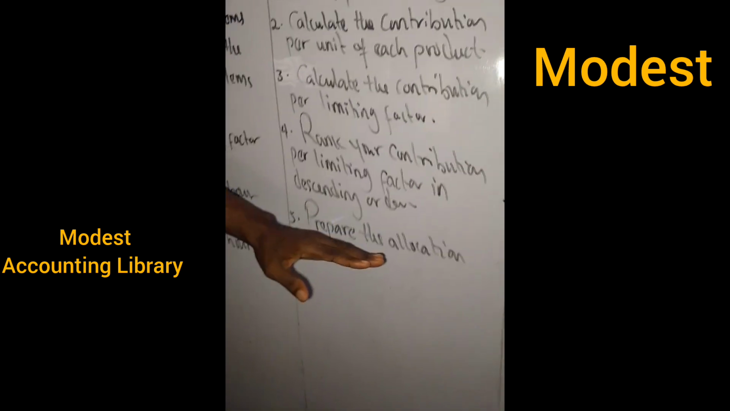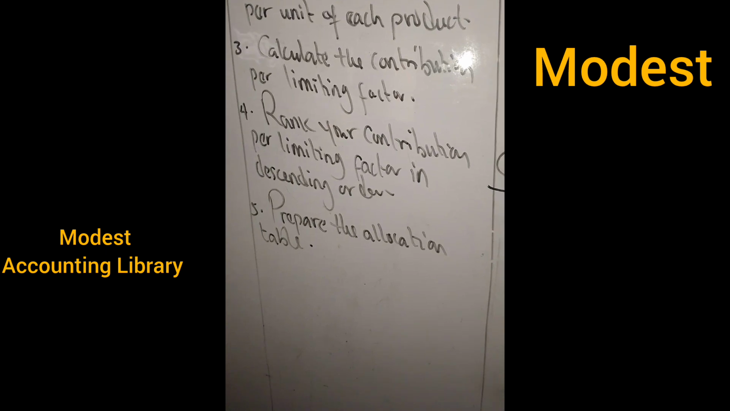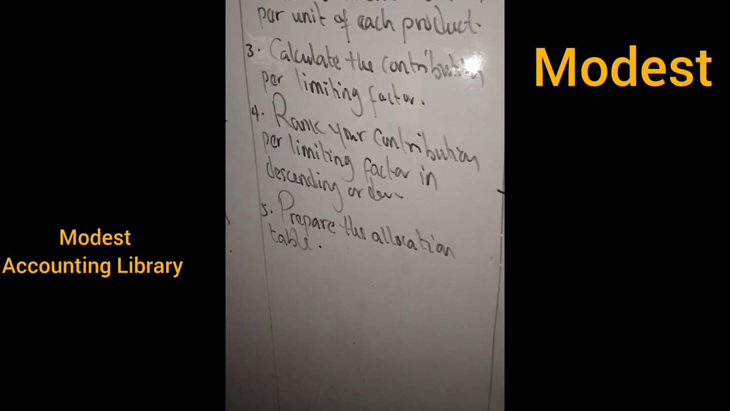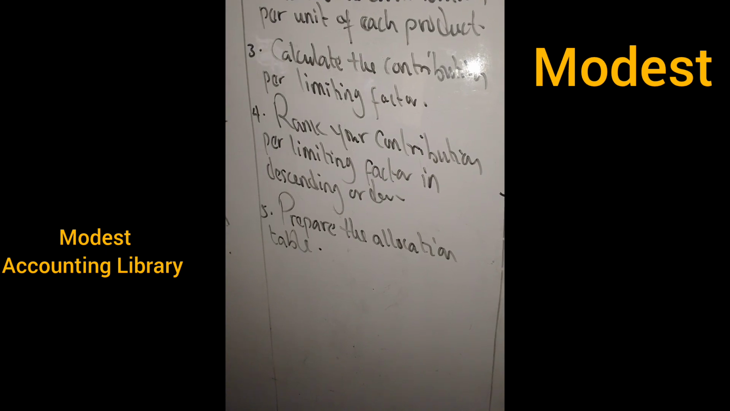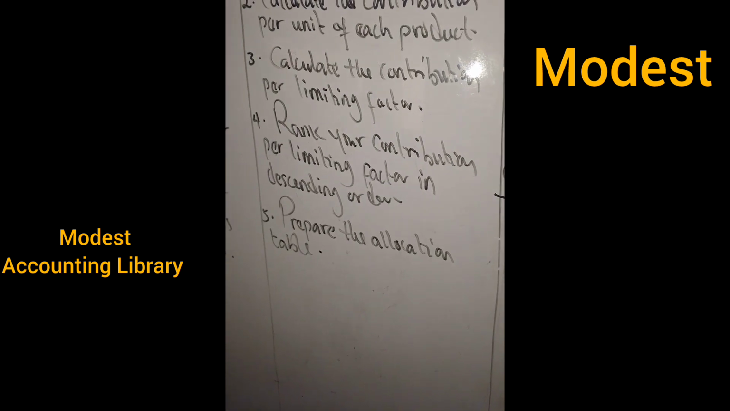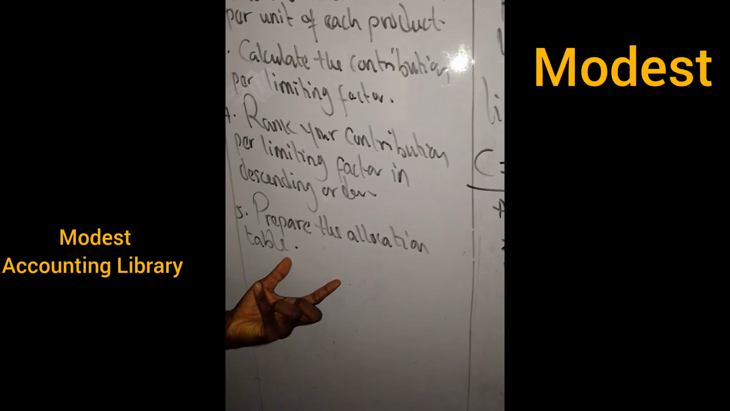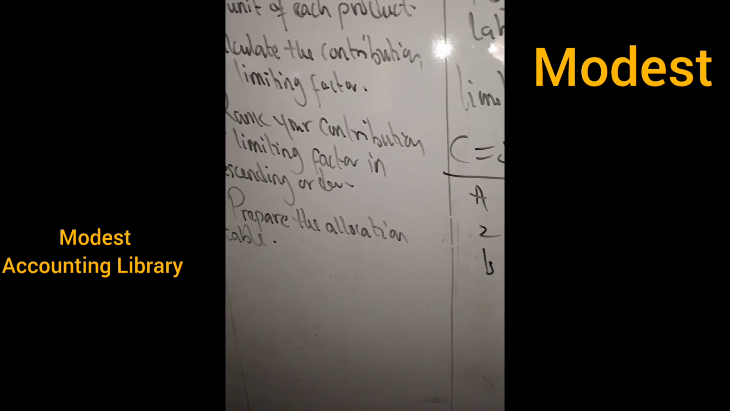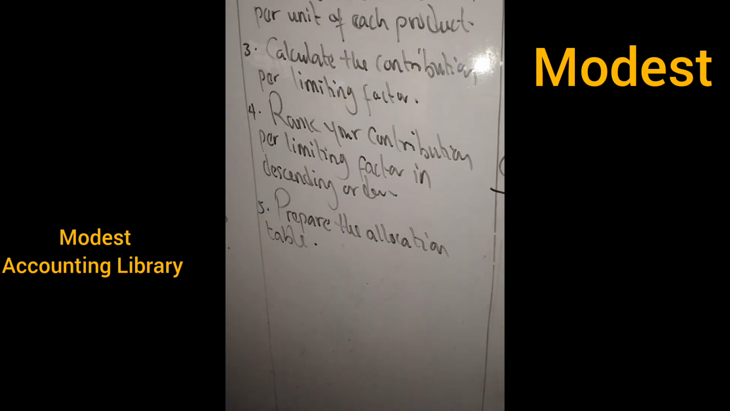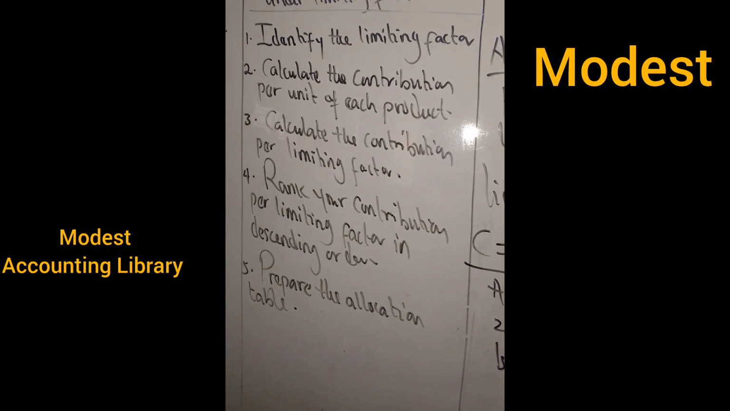After you have prepared the allocation table, you can now advise the company based on their product mix. Which product and which product should they mix together? At what price? At what units? Now, how would you get that? Based on the allocation that you have done. So these are the simple steps of solving problems that involve limiting factor.